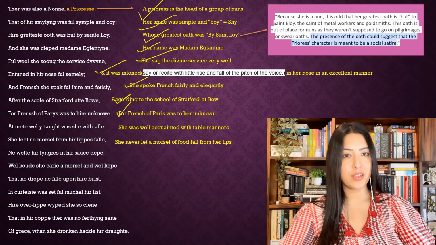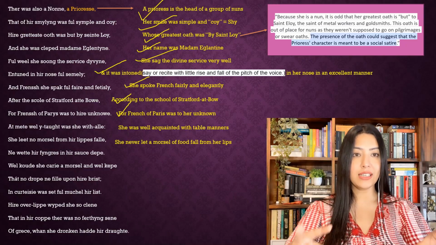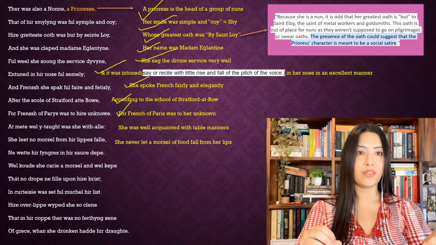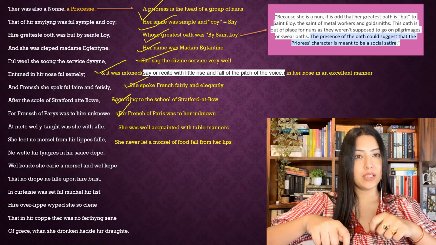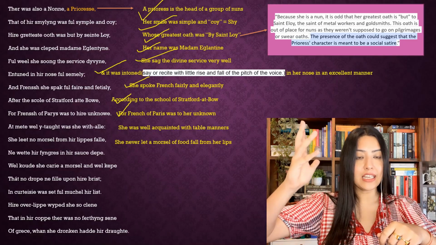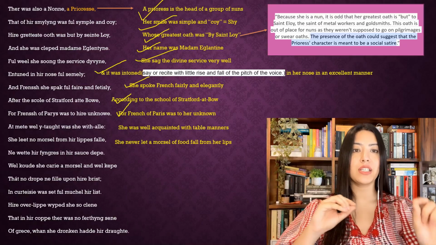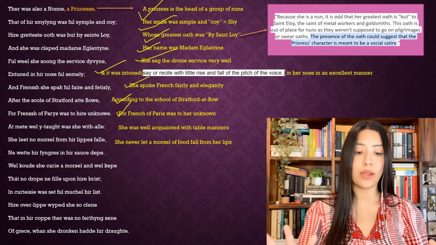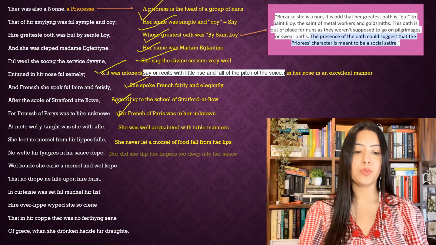So when she was indulging in table etiquette, she knew it very well. She knew how to cut with the knife, how to pick up with the fork and eat. She knew all of these table manners, the nitty-gritties of table etiquette. She knew everything. So she was well acquainted with table manners.